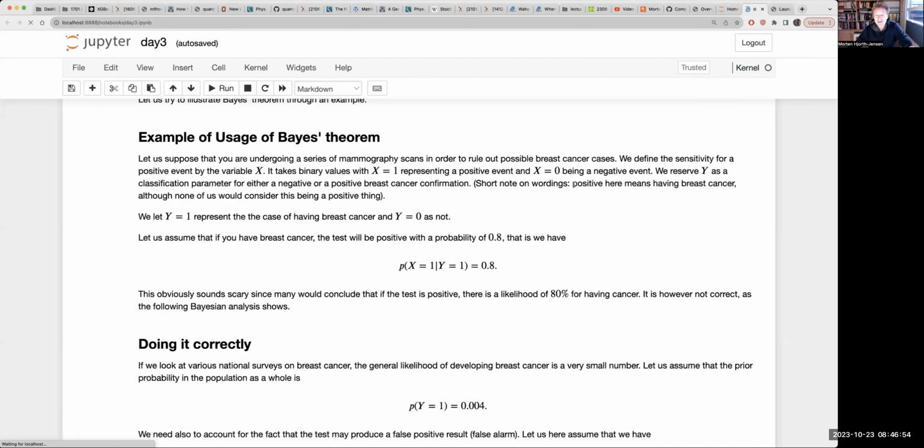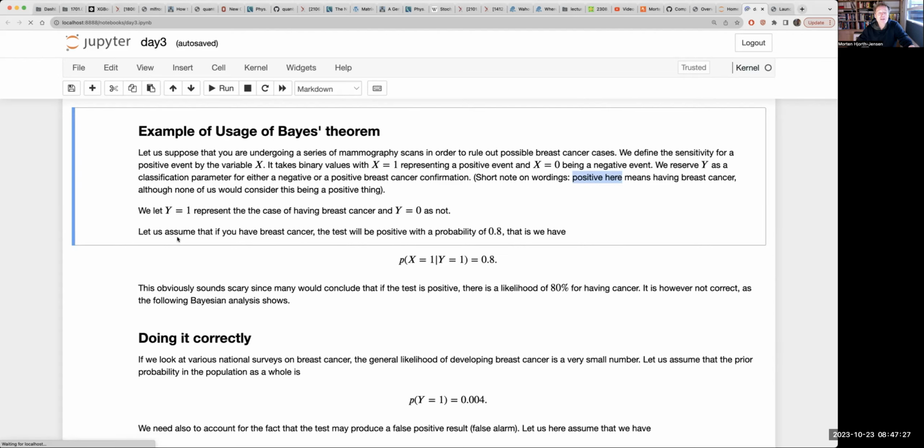In the examples I'm using here, I should actually have inverted the wordings, but positive means that you have breast cancer, although none of us would actually consider that as being a positive thing. In this case, we are just using one as saying that there is a positive hit, which means that the patient actually has breast cancer. So we let y equal 1 represent the case of having breast cancer, and y equals 0 as not.